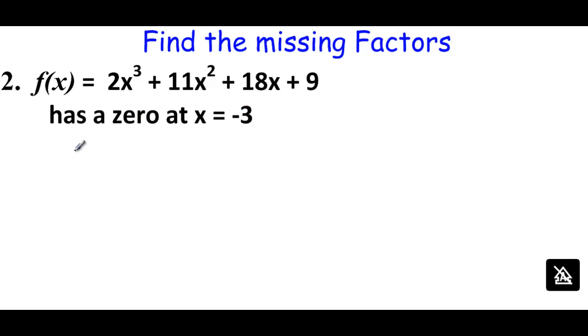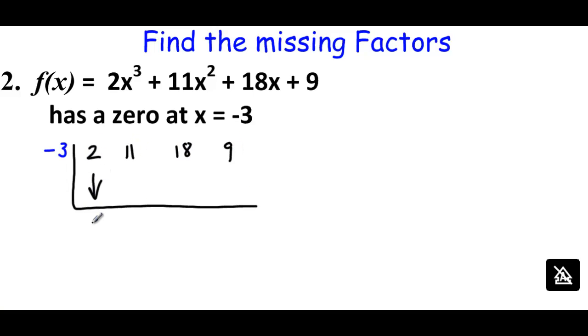If I know x equals -3, what goes on the outside of our synthetic division symbol? And then inside, again, I have 2, 11, 18, and 9. Drop down the 2, I get 2. And then from here, we just do the algebra. -6, add, I get 5. -15, add, I get 3. -9, add. Now, I got a 0.